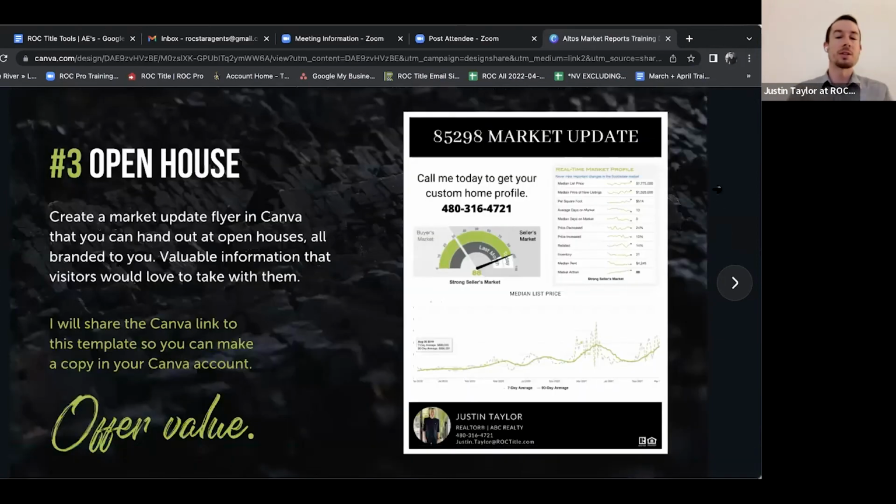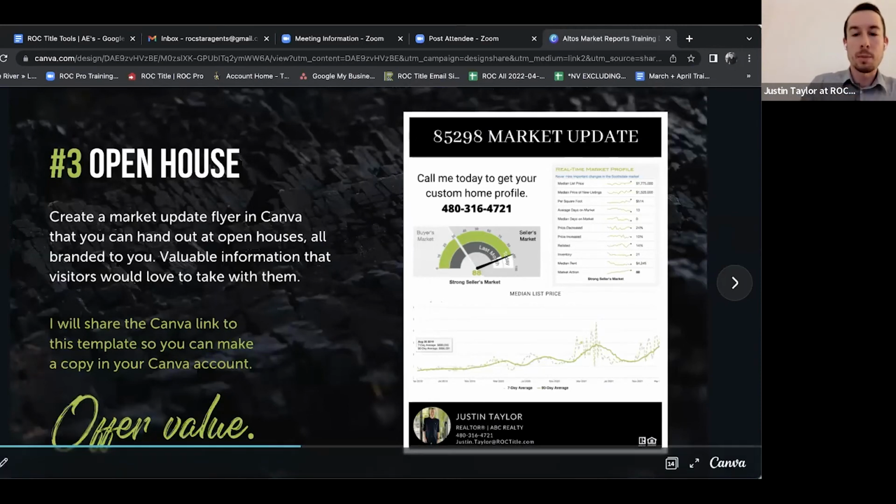Number 3, open house. She mentioned this as well. I made this mock-up in Canva. If you want this template, where you take a screenshot and just drag and drop them into here where I've already placed them, shoot me an email.